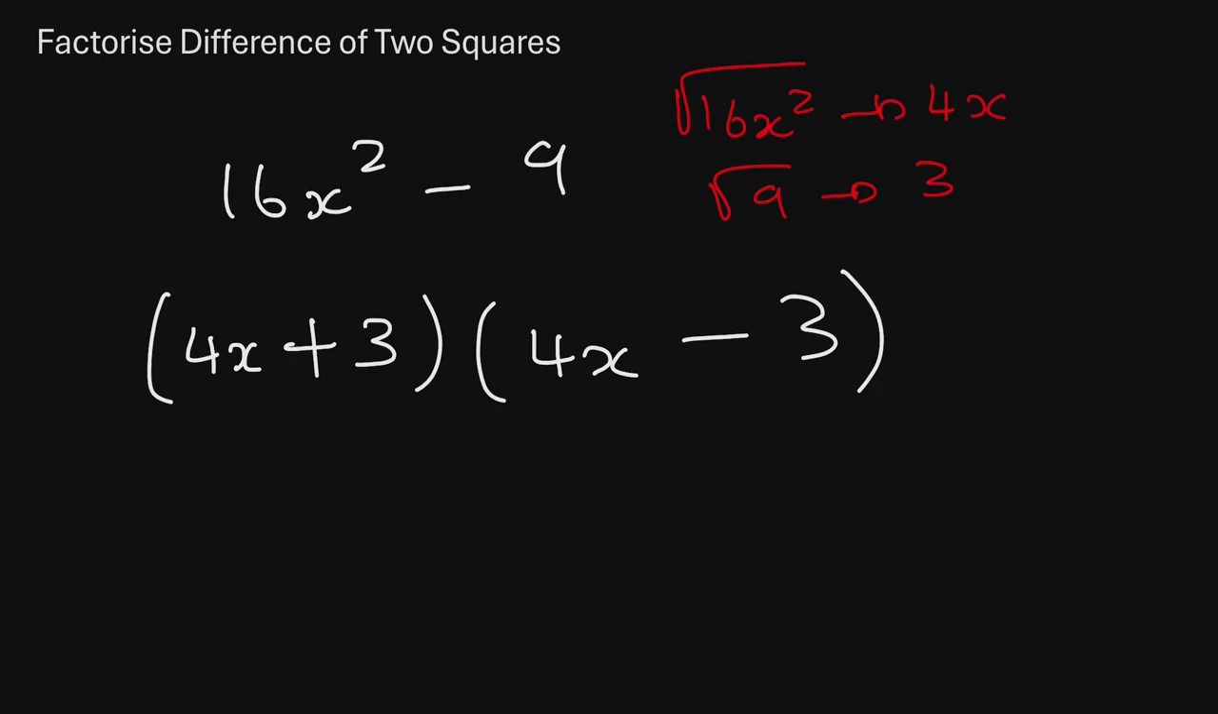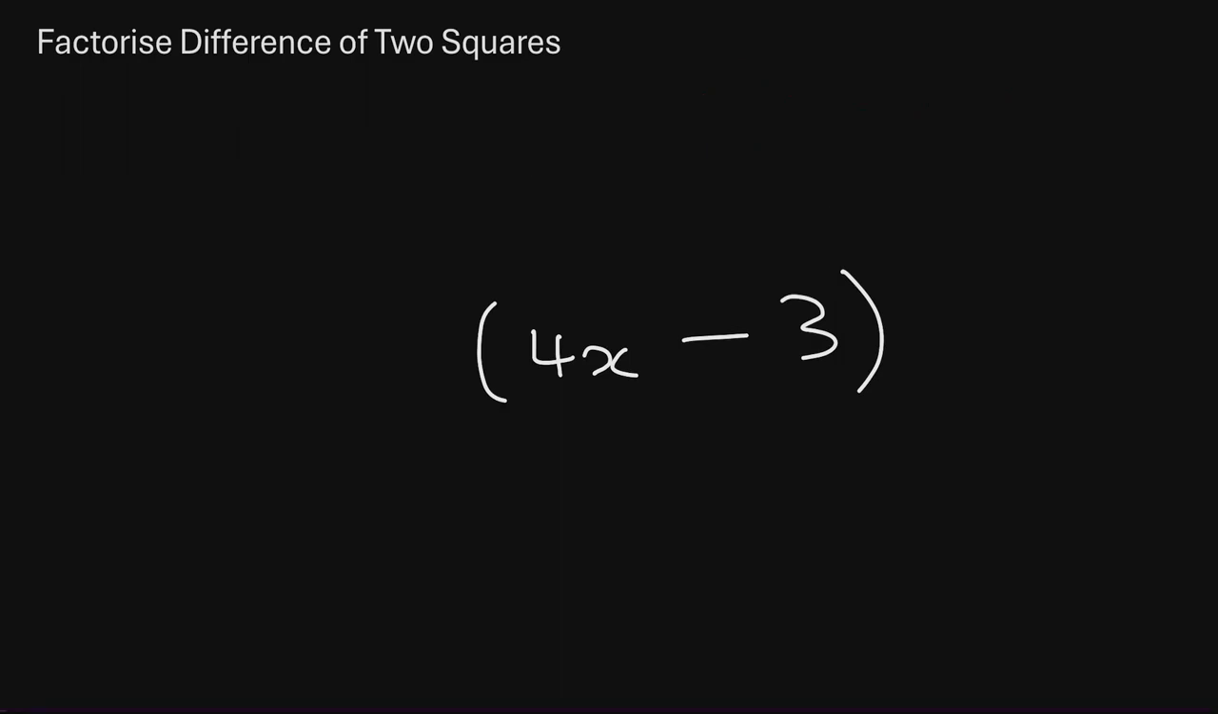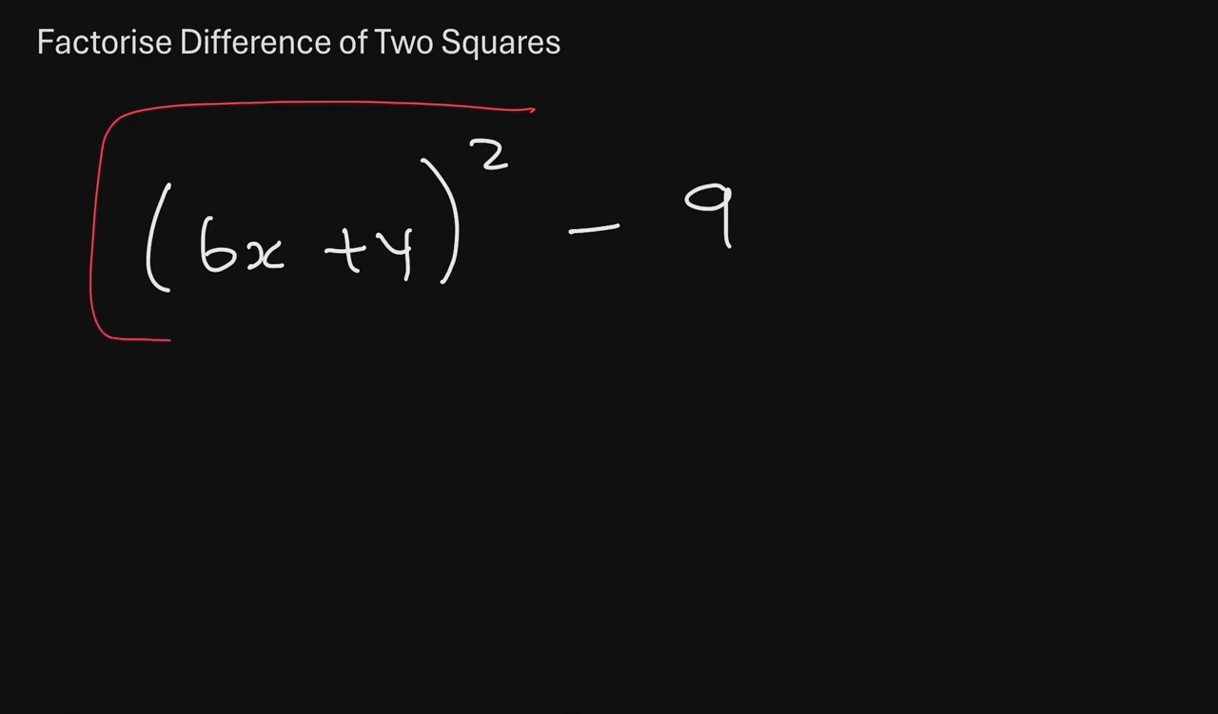Now let's say, for example, we have the following difference of two squares. We have 6x plus y, all squared, then minus 9. We are going to first look at the sign. The sign between our two terms is negative. And the second thing is, is this number here a perfect square? Or is this number here a perfect square?